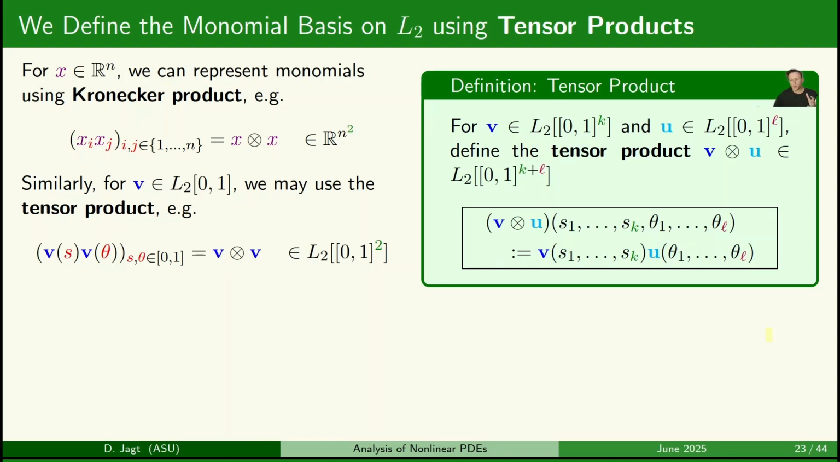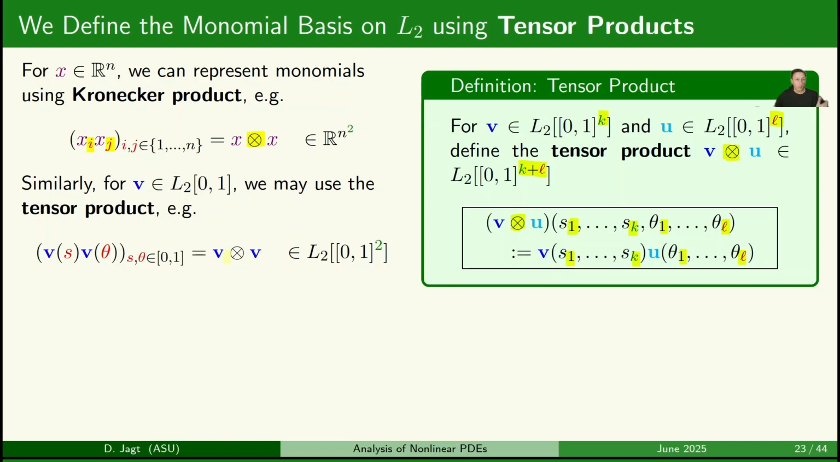So then how do we represent these monomials of arbitrary degree? Well, in the finite dimensional setting, to represent this product of xi times xj for all i and j in 1 to n, we can use this Kronecker product of the vector x with itself. In the infinite dimensional setting, we can do the same thing. So in particular, for a function v in k variables and a function u in l variables, we define their tensor product to be a function of k plus l variables, so that v tensor product with u at s1 through sk and theta1 through theta l will be just v at s1 through sk times u at theta1 through theta l.